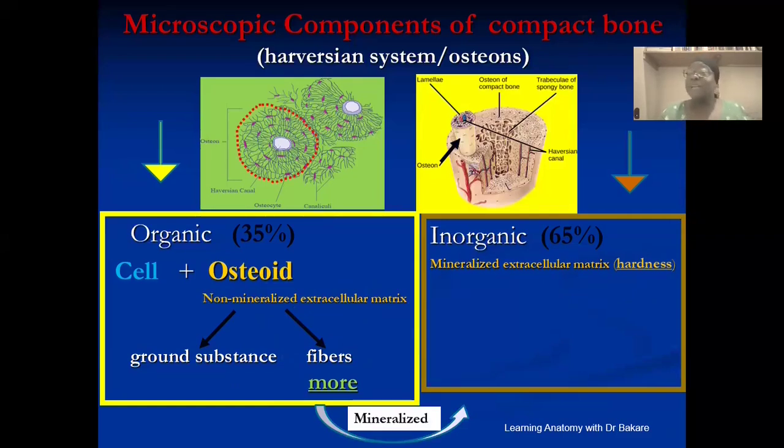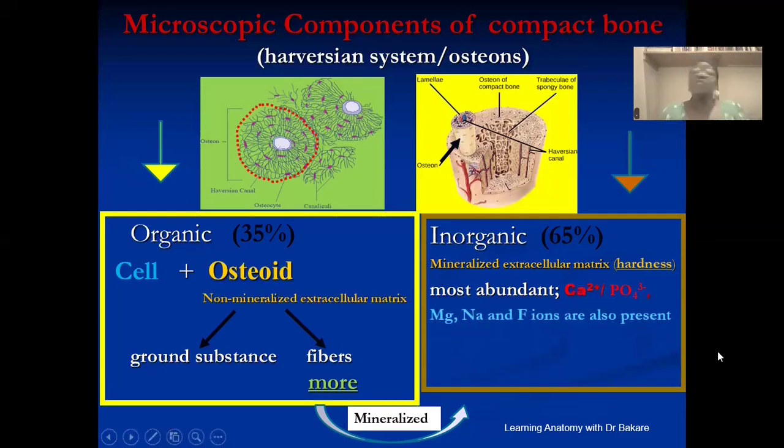This inorganic component, the mineralized extracellular matrix, is made up of calcium and also phosphates. These two are the most abundant of the mineralized extracellular matrix. We also have magnesium, sodium, and also fluoride ion. So you see that the non-mineralized extracellular matrix, which is the osteoid, will become mineralized, or in other words, will become hardened by the minerals that are contained within the inorganic components. And we also say that these minerals take the chunk of the entire mass of cortical bone tissue. So this is how the basic histological components of cortical bones are arranged.